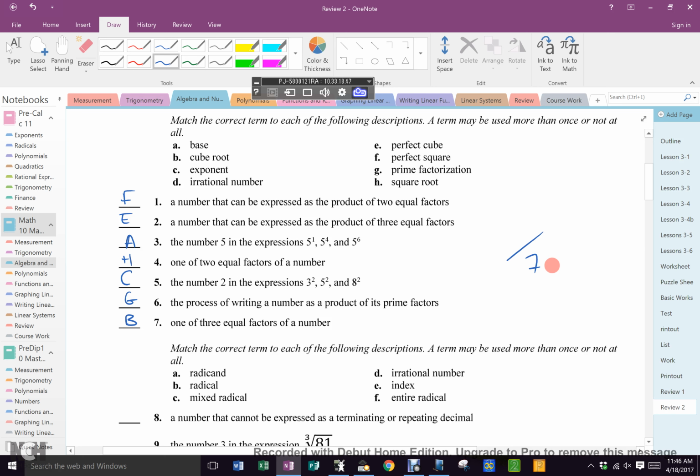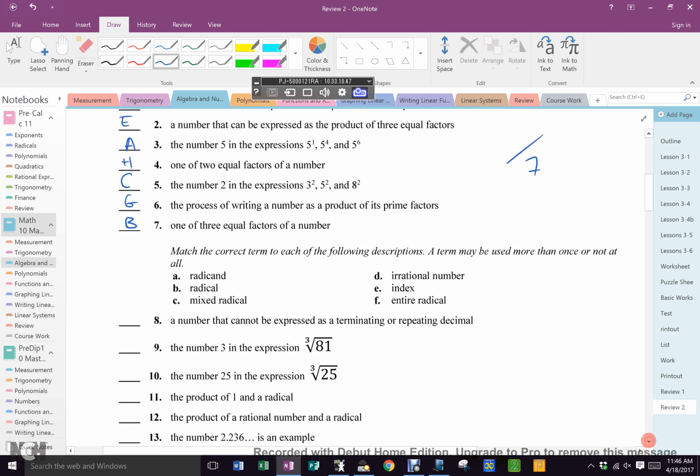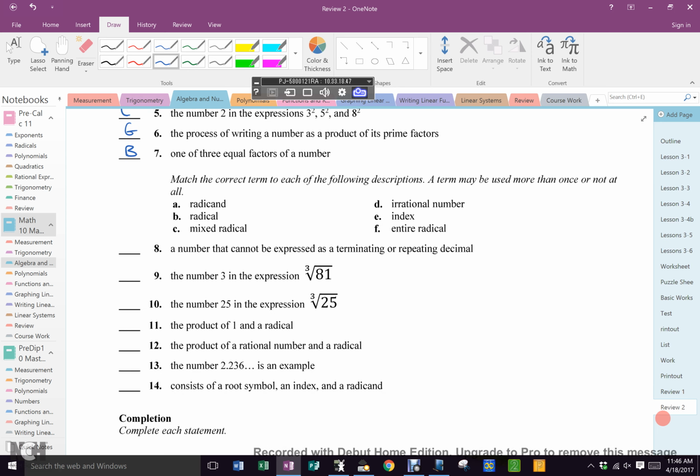Give yourselves a mark out of 7. Eight. D as in doorknob. 9. Wow, this is going to take a long time. E as in excellent. You got the right answer. 10. A as in radicand.